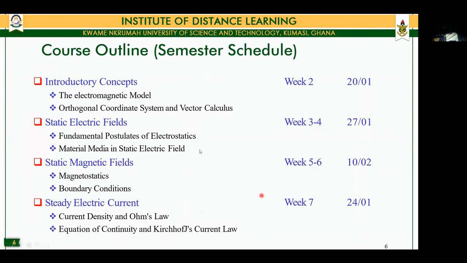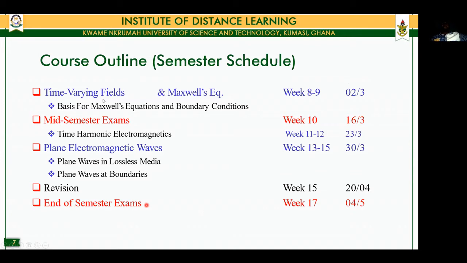So the things that we look at in this course are introductory concepts, which we are looking at currently. And then next we'll look at static electric fields, static magnetic fields, and we look at time varying fields. And that is where we'll end as far as your class is concerned.